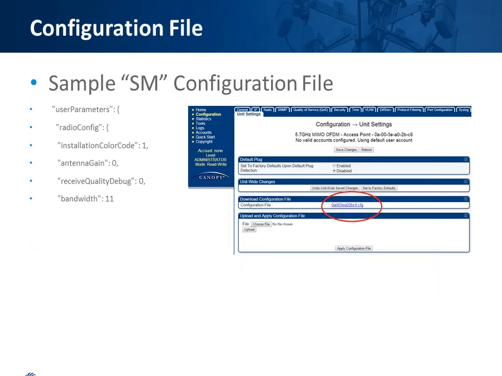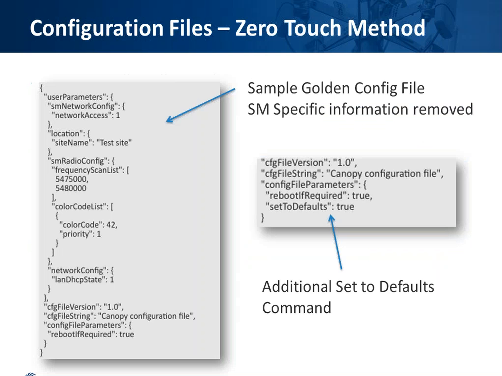So this shows you where it's at in the menu. The circled area in the picture is the configuration file name. It's the MAC address.cfg, and there's an example of a couple of parameters. And if you go to the next slide, we have a golden config file.